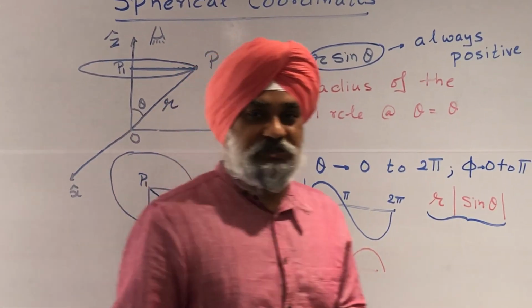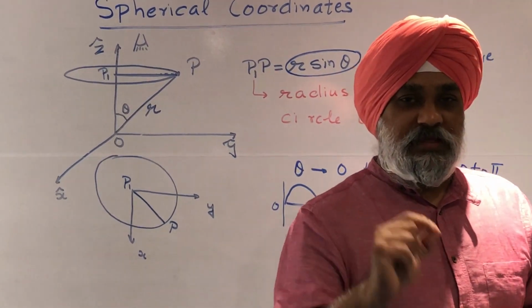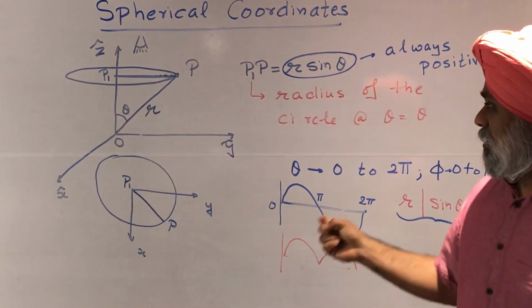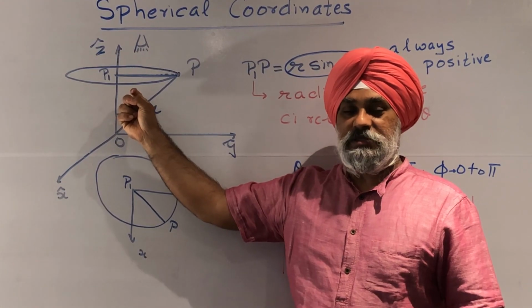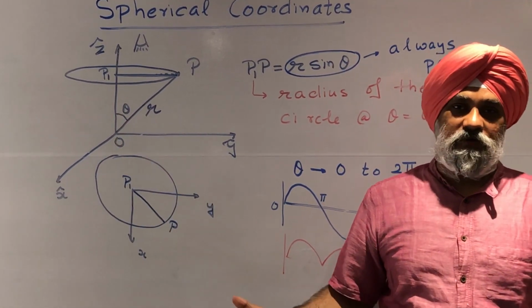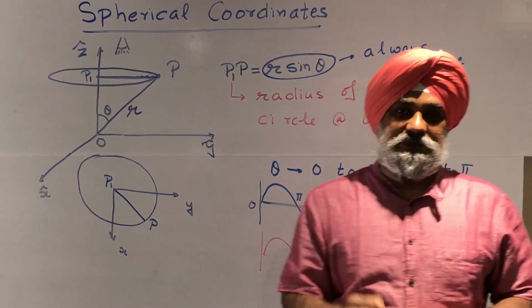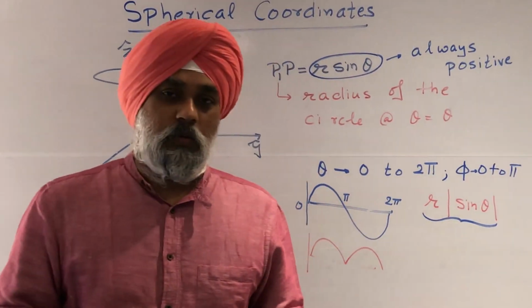And another principle of engineering is keep it simple. Theta 0 to pi, phi 0 to 2 pi keeps sine theta always positive within my limits, and in doing that I don't have to account for the physical nature at all. That's the reason. That's the physical reasoning behind what we are doing.